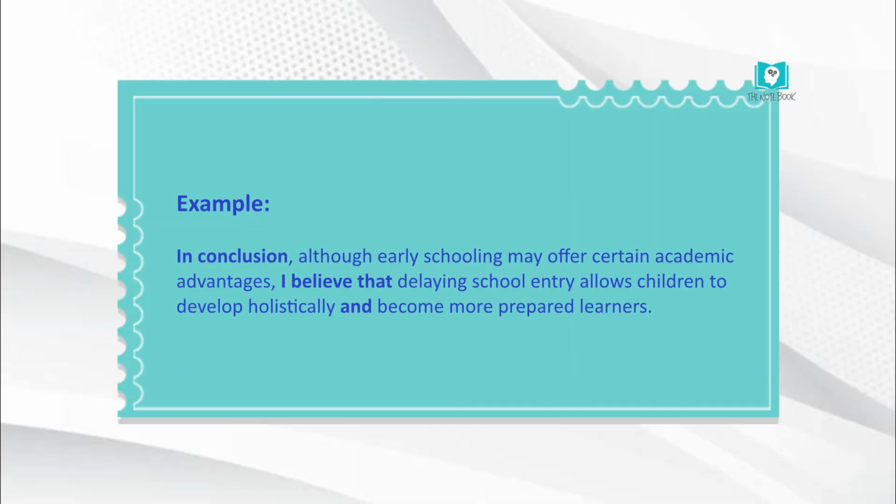In Finland, where children start school at the age of 7, students consistently rank high in reading and problem-solving skills. 4. Conclusion. Summarize both views and restate your opinion. For example, in conclusion, although early schooling may offer certain academic advantages, I believe that delaying school entry allows children to develop holistically and become more prepared learners.